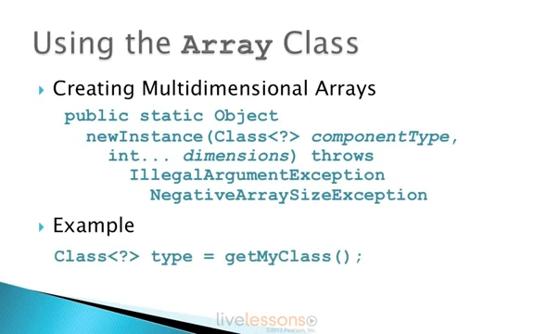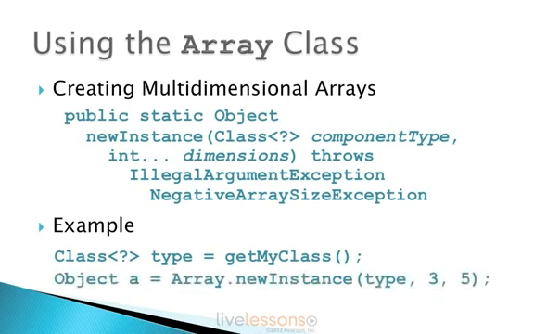Suppose a getMyClass method returns a class object for an array component type. This call to Array.newInstance creates a two-dimensional array of the specified type. The array has 3 rows and 5 columns.